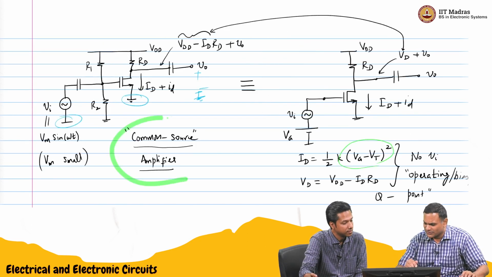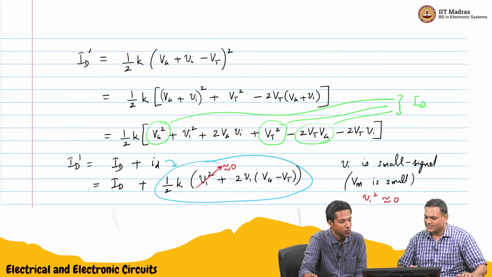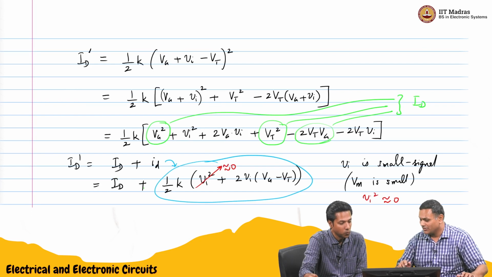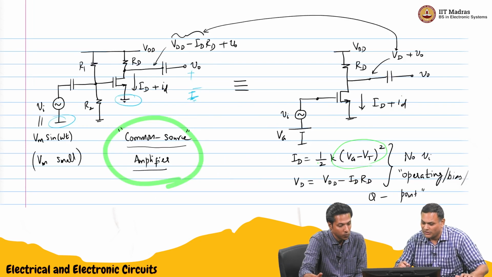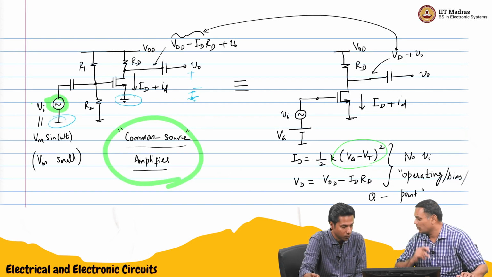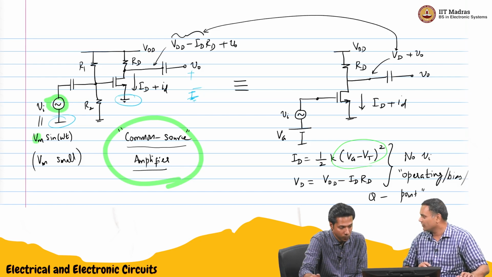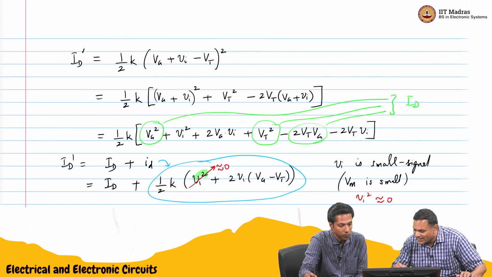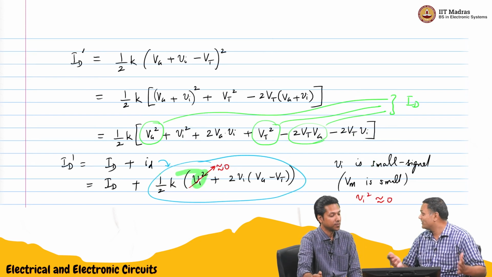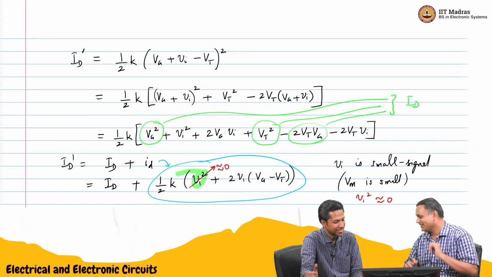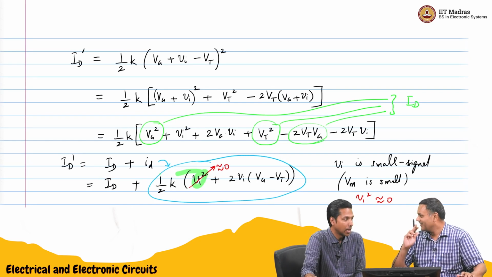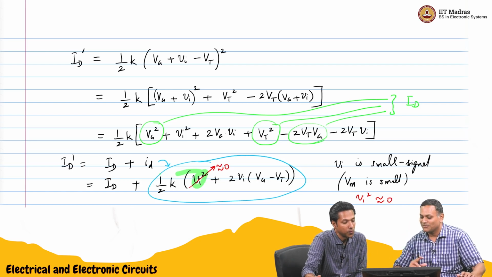Then we built the common source amplifier, and calculated the total current, total voltage. We said that if Vi is very small, the voltage that you're applying at the input has a very small amplitude, then you neglect Vi squared. Luckily, this being square law, you only get Vi squared. You don't get Vi cubed, Vi power 4 and so on, whereas exponential expansion had everything. So that is one good thing.